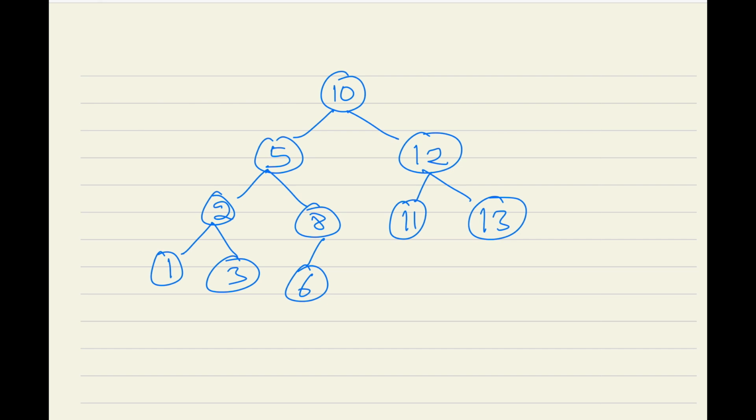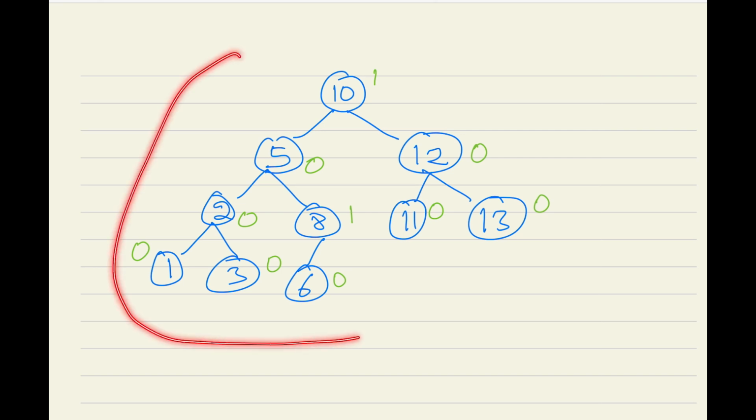So for balance factor we can write: this one is 0, 0, 0, 0, its balance factor 1, it's 0, 0, 0, 0, and its balance factor 1. So this is an AVL tree. Now we want to insert 7.